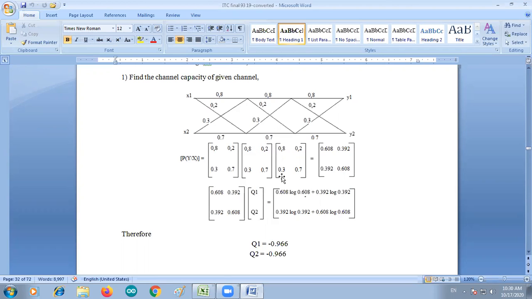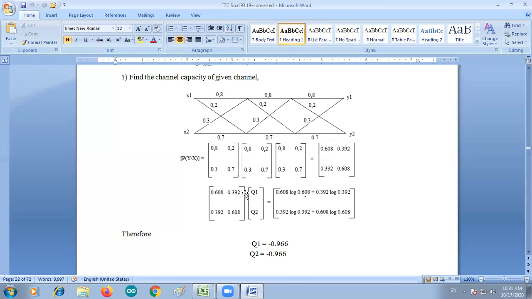Now the overall channel is known. Now multiply it with the Q1 and Q2 values, again using the same formula, that is P11, P12, P21, P22: P11 log P11 plus P21 log P21, P12 log P12 plus P22 log P22. So P11 is equal to 0.608, P12 is equal to 0.392, P21 is equal to 0.392, P22 is equal to 0.608.